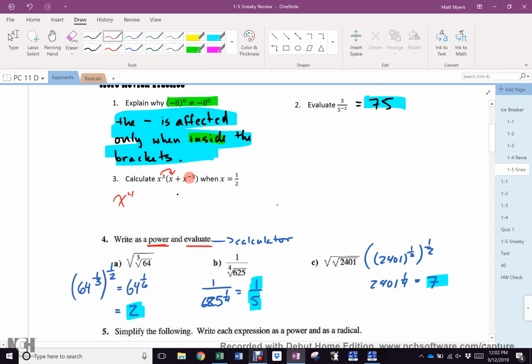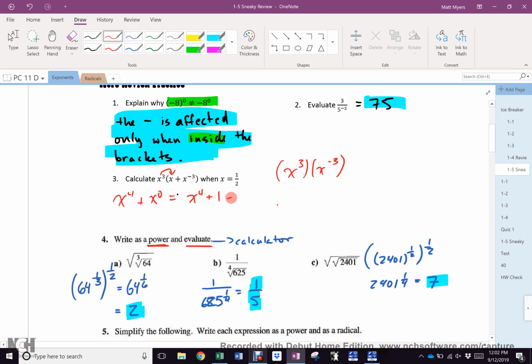What do I do with those exponents? No. I'm multiplying x cubed times x to the negative 3. What is that? Nope. I add the exponents, right? So what do I get? 3 plus negative 3. It's 0, right? So x to the 0 is what? 1. So I have x to the 4th plus 1.